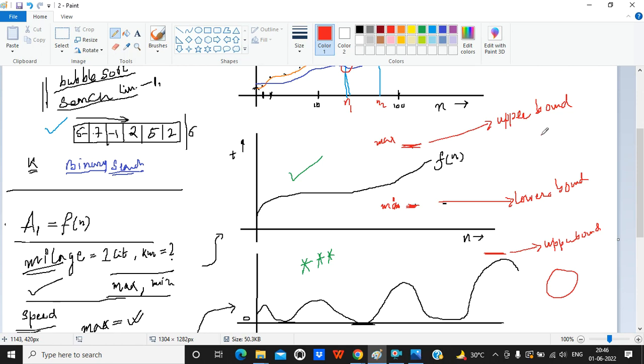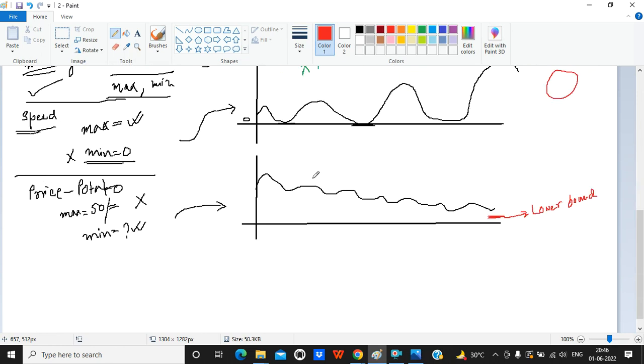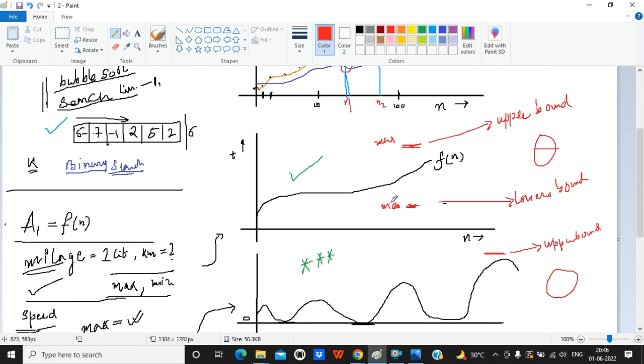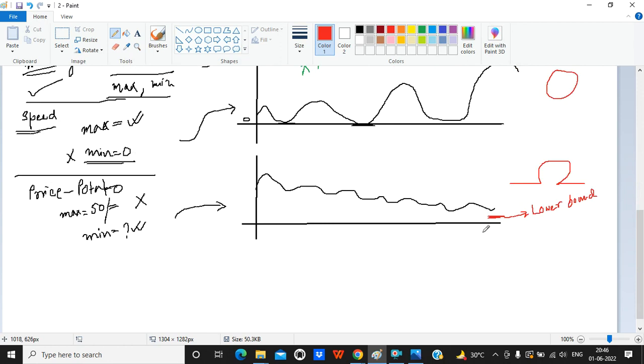Big O is upper bound. This is represented by theta, both upper bound and lower bound. And this is represented by omega. So again, for an algorithm, if we find both upper bound and lower bound at the same time, it will be measured in theta. Only upper bound is big O, lower bound is omega.